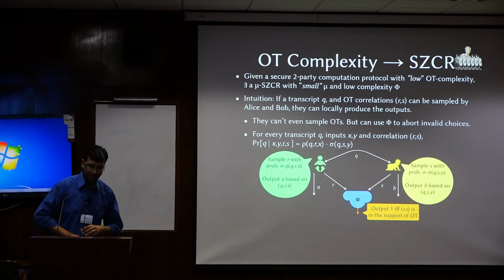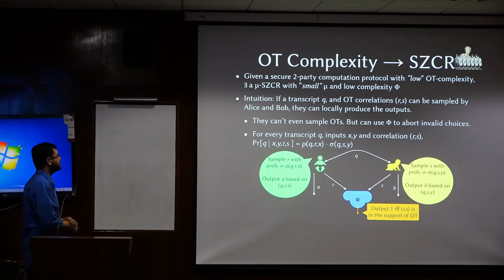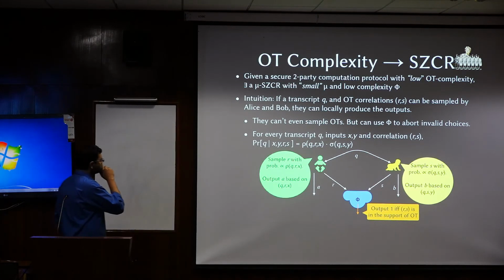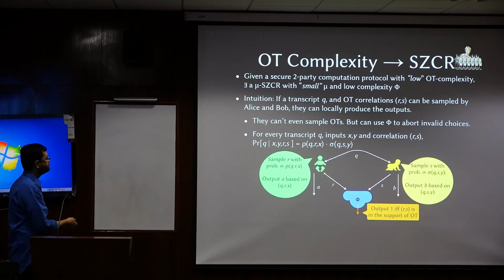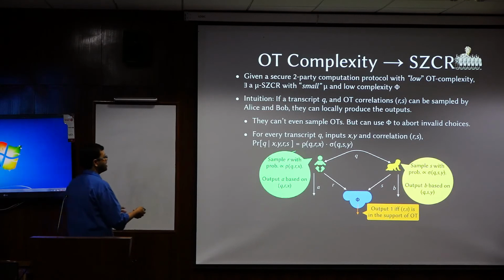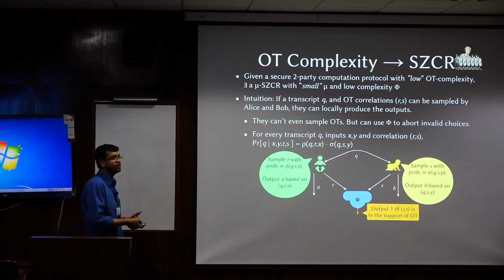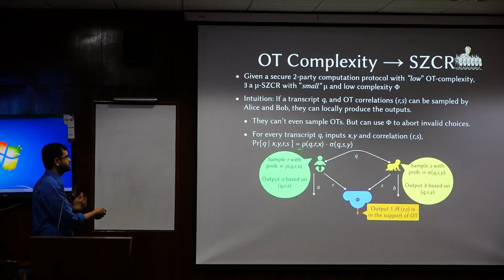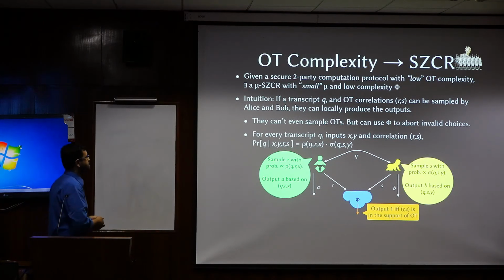Okay, so how is that useful? We can try to do the following. Both of them know this Q. Alice would try to sample her side of the OT with probability proportional to this. Okay, this is not a probability. These are arbitrary numbers. They don't sum up to 1. Their products are probabilities. But you can sample proportional to this. And similarly, Bob does it.